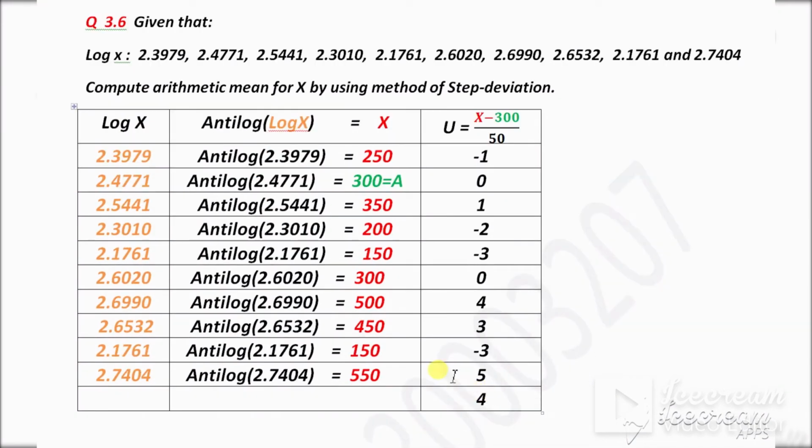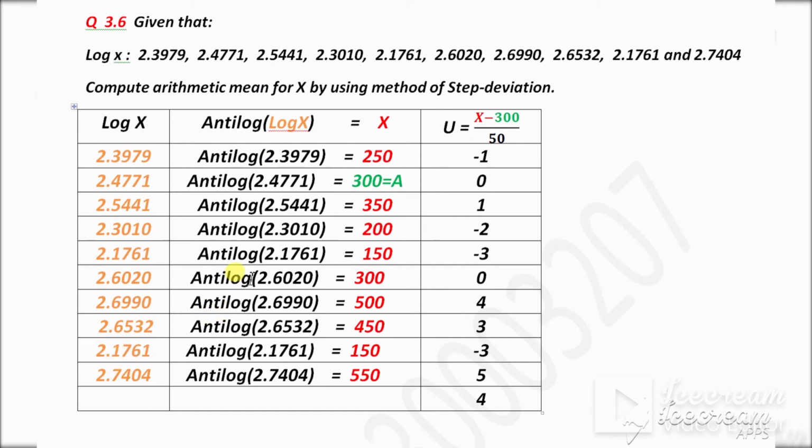Next question is 3.6. Given that log x is equal to 2.3972 and so on, these numbers are given in the question. Compute the arithmetic mean for x by using the method of step deviation. So this is given in the question, and now log x is given. So first of all, write these log x values in one column, the first number, second, third, and in the same way write these numbers in the first column.